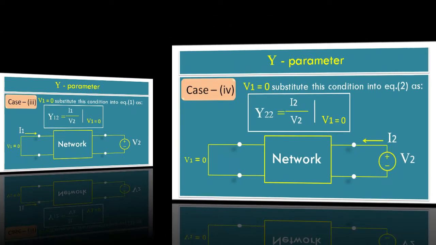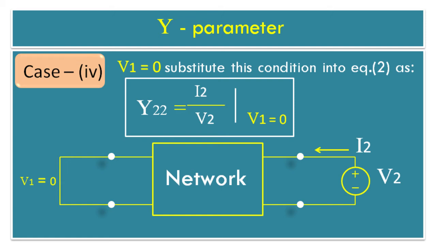Now study case 4 of short circuit admittance. Let's substitute voltage V1 is equal to 0 into equation 2 of Y parameters. We get short circuit admittance parameter Y22 is equal to current I2 upon voltage V2, where voltage V1 at port 1 is 0. Refer to the two-port network diagram. Voltage V1 is equal to 0 and we are obtaining Y22 at port 2 only using current I2 and voltage V2.